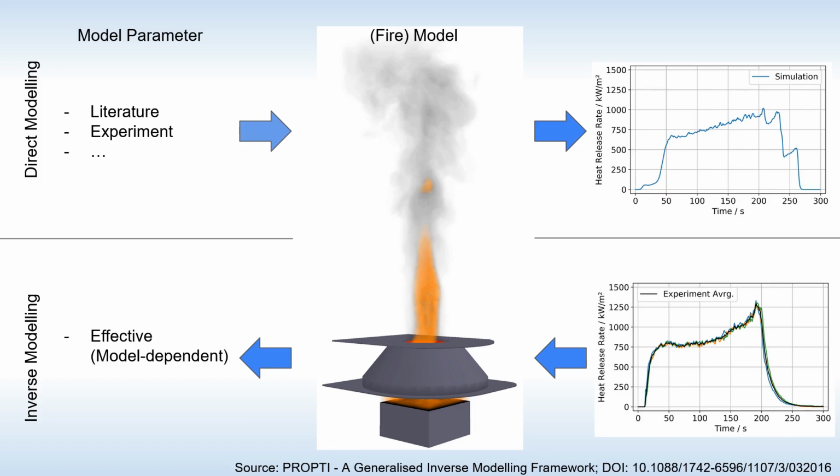So, in direct modeling, we know the input parameters and the model and ask what is the response. For inverse modeling, we know the target and the model. We then ask what parameters we need to put in to get as close as possible to the target.